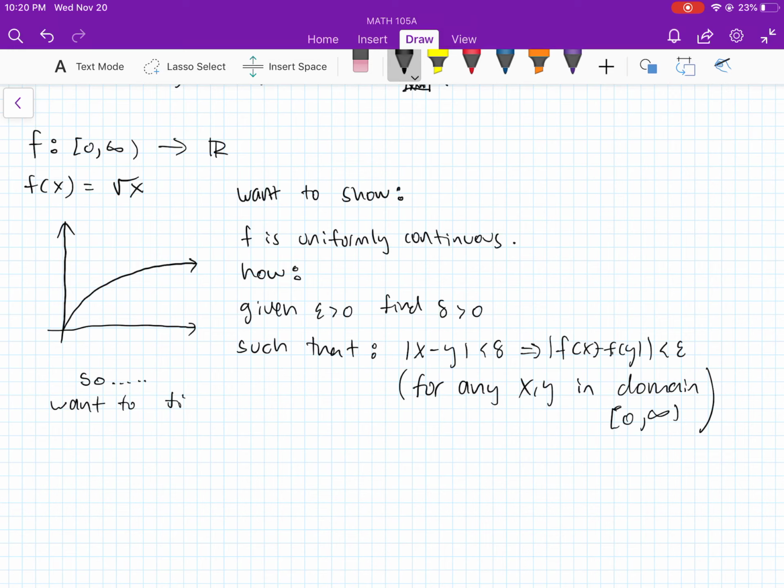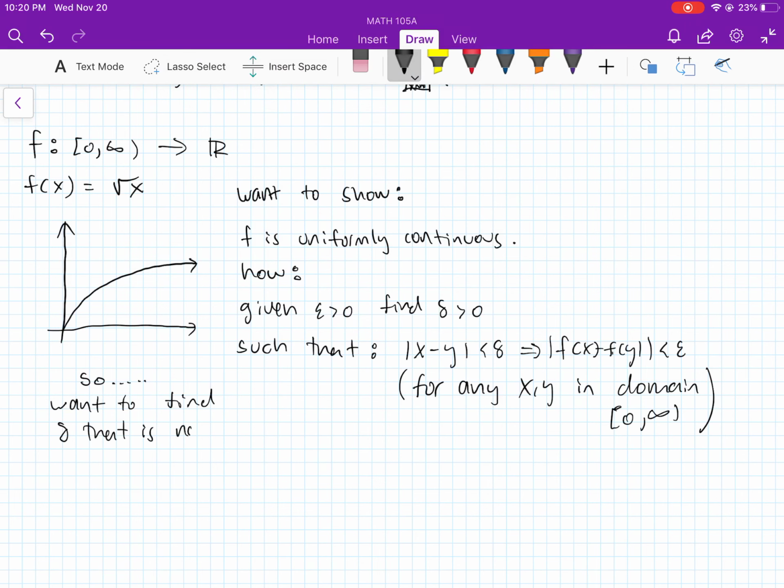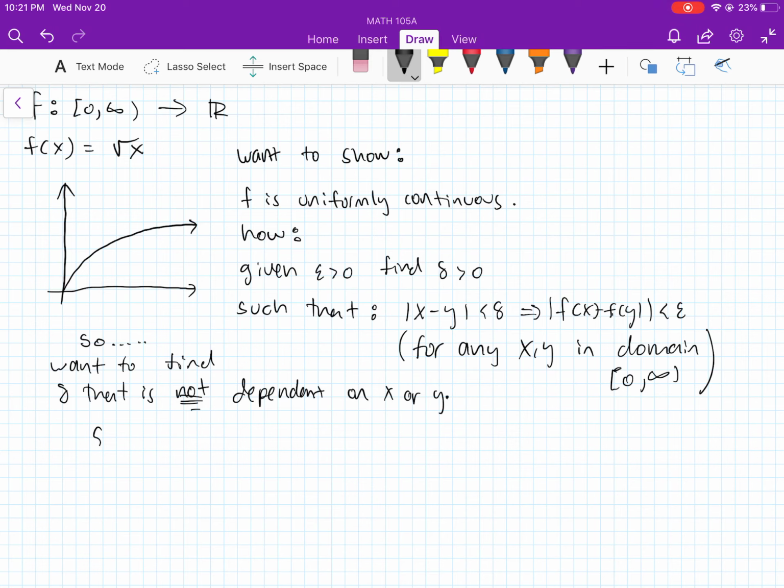And with continuity proofs, the main thing is that we want to find a delta that makes that statement true, the one that says such that the absolute value of x minus y is less than delta implies f of x minus f of y is less than epsilon. So we want to find a delta that makes that statement true, and we get to assume that the absolute value of x minus y is less than delta.